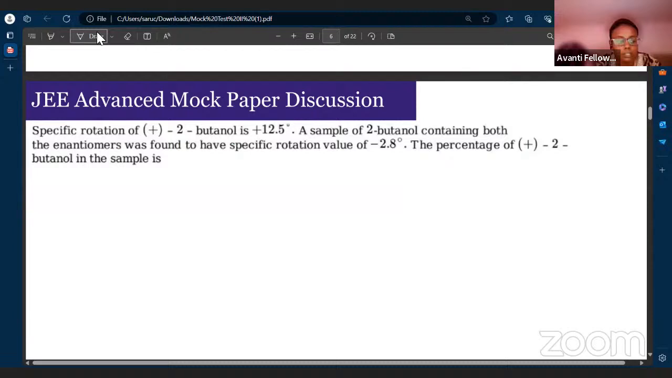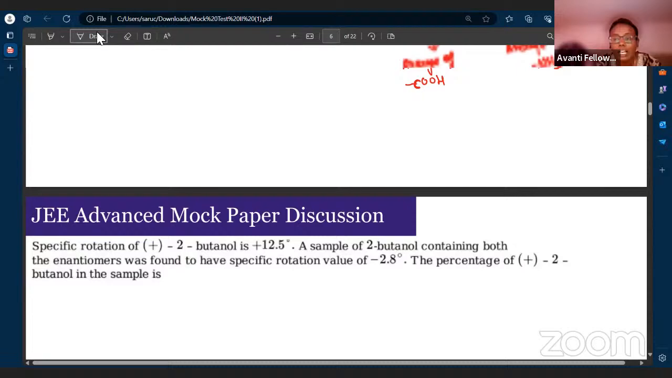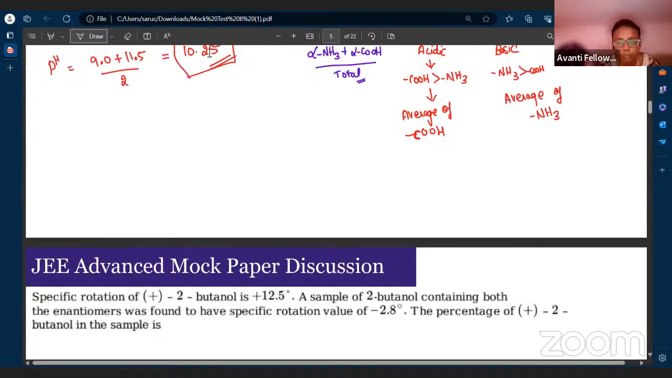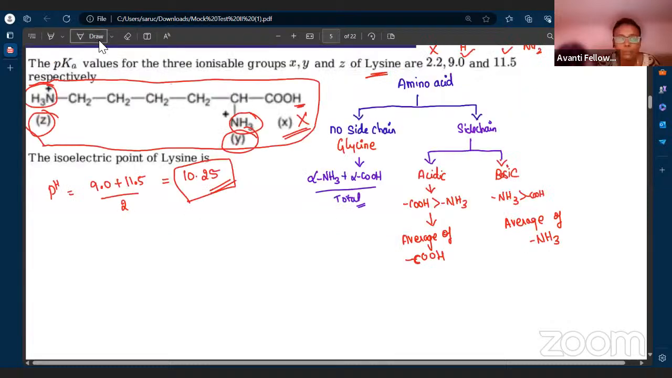If you have the neutral amino acid, then you have to take the average of both. Okay, if you have that, then you have to take both. Got it? Yes. Okay.